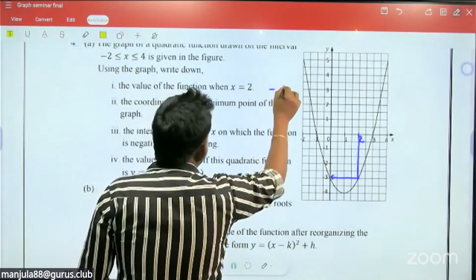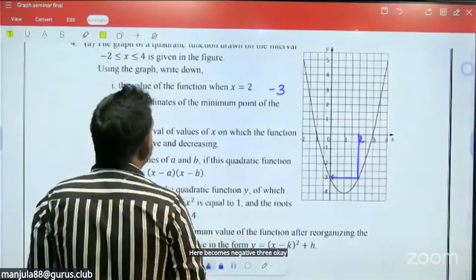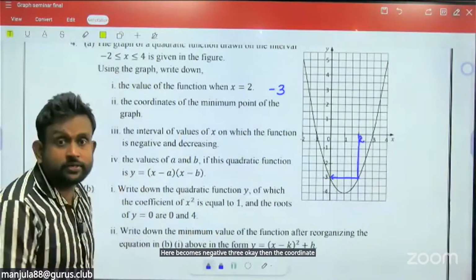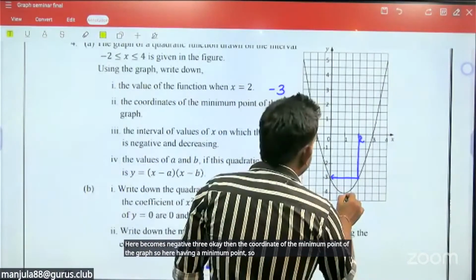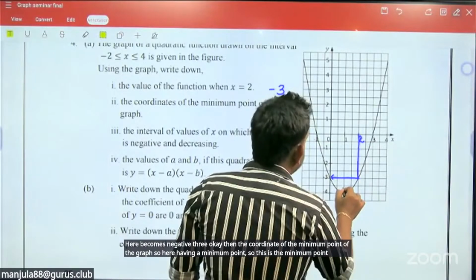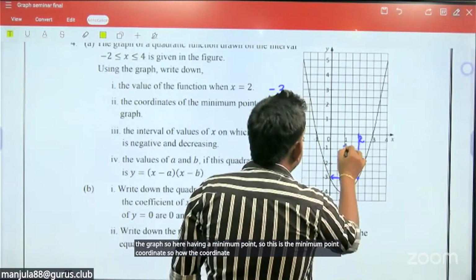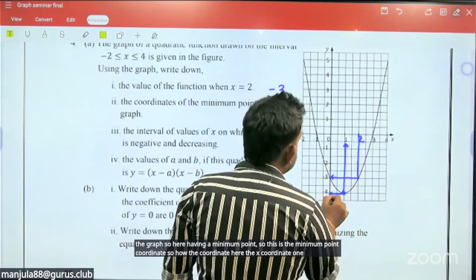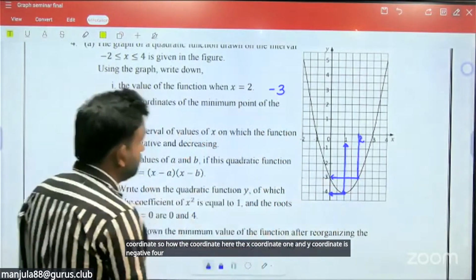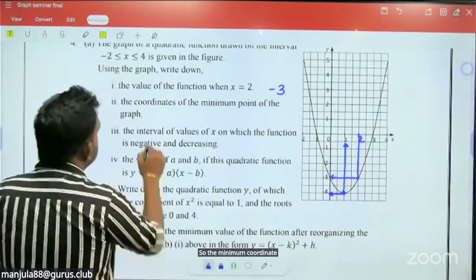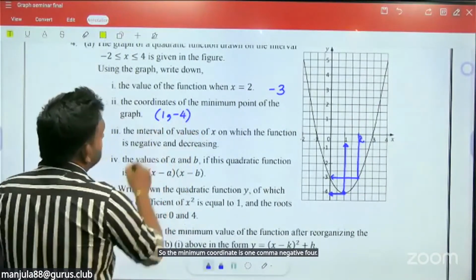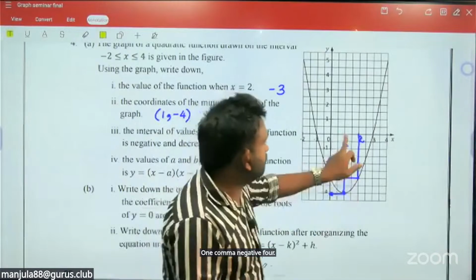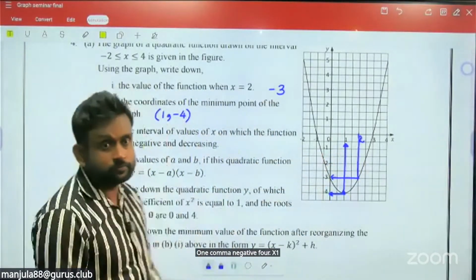Okay. Then the coordinate of the minimum point of the graph. Here we have a minimum point. So this is the minimum point coordinate. The x coordinate is 1 and the y coordinate is -4. So the minimum coordinate is 1 comma -4.